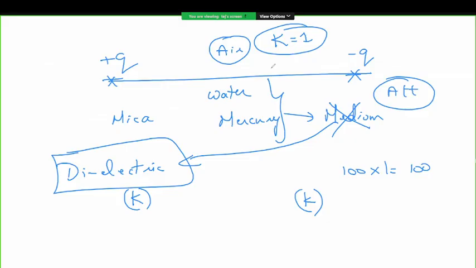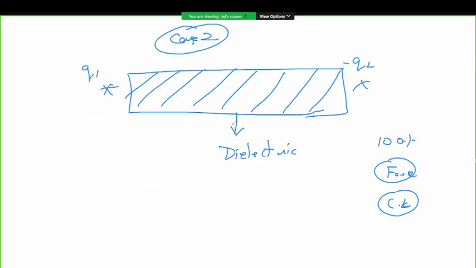Now, by chance, if the value of K changes to become, let's say, 4 or 5 or 6, 100% there'll be a change. Now listen, here I'm telling you, let's assume that the value of K here will be equal to 6. K's value will be equal to 6 for a material called mica. I introduce a dielectric.